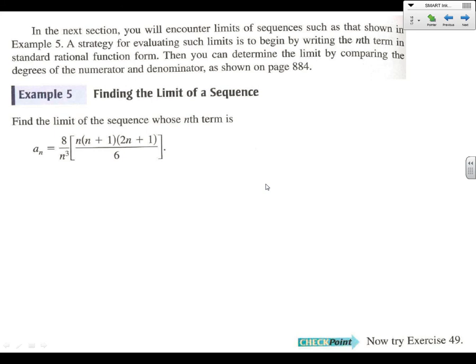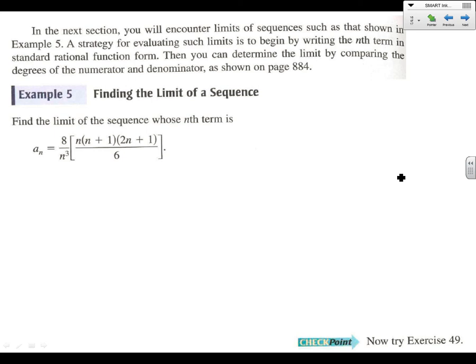All right, last one here. So, finding the limit of a sequence. The key on this is to get yourself into standard form, which means multiply all the way out. And you really only have to multiply all the way out for the leading terms. So let's take a look at this.